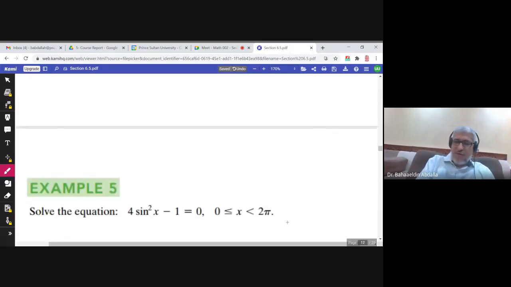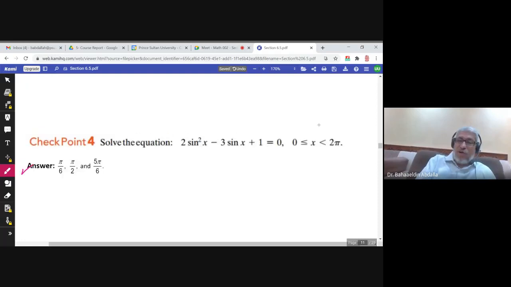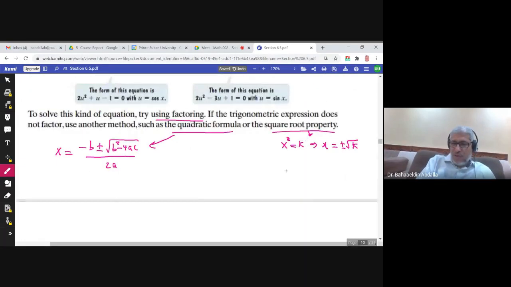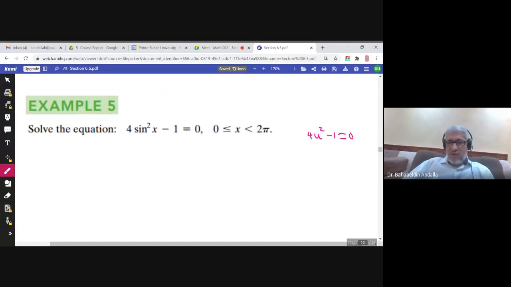We don't have sine x, we have only sine square. So this is in the form 4u square minus 1 equals 0. And the easiest way to solve this equation is to use the square root property. So you need to solve the equation for x square or for u square. So I will solve this equation for sine square.